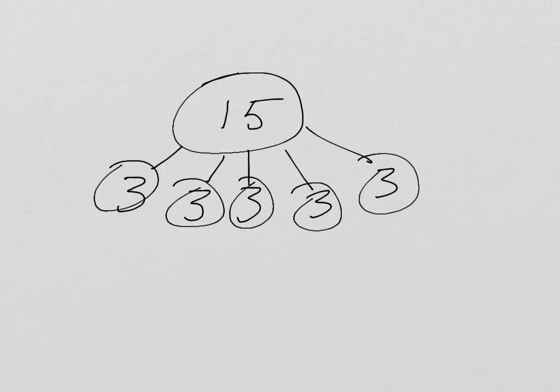Now let's prove that it works. Let's skip count by 3s. 3, 6, 9, 12, 15. So again, we've represented 5 × 3 another way.